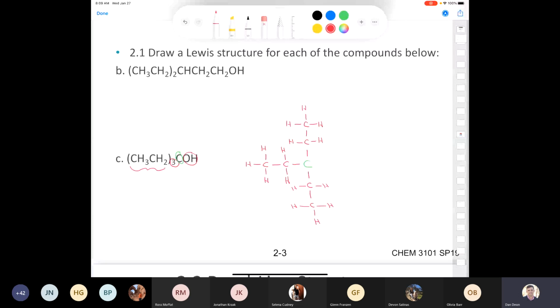And then on the end, I have my OH, my hydroxyl. So I'll put that here like that. I'll even put in the lone pairs like that. Give me a thumbs up if you feel like you could draw a Lewis structure from a condensed structure, provided you had a little bit of time to practice.